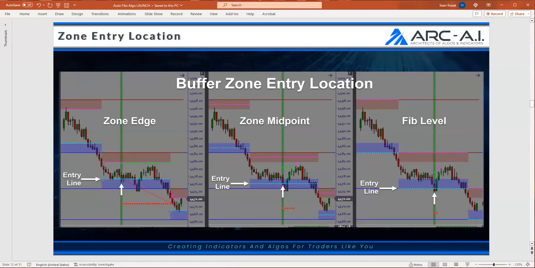So if you've got a support and resistance level, let's just grab here for a second. I'll just show you an example. If you look at the zone edge method, you're going to enter the trade right at the edge of the zone. If you enter at the zone midpoint, you're entering directly at the midpoint of the zone. If you enter on the fib level, you're entering as it's touching the fib exactly. You can optimize these three settings so that you can let the software tell you whether you should be entering directly on the fib or around the edge of the zones.